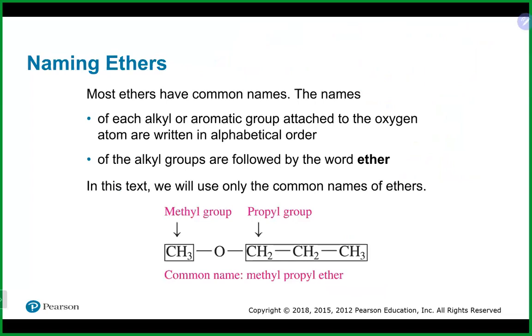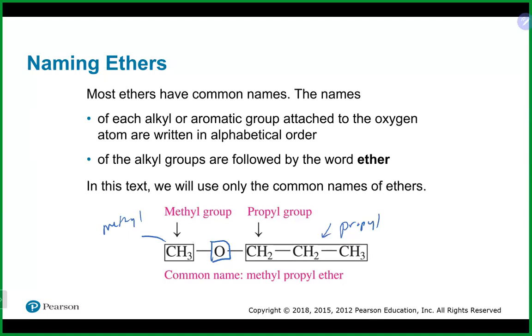So here, if we look at this one, we can do our middle oxygen, and then the group to the right there is a propyl group. The group to the left there is a methyl group, and we do go alphabetical order here. So this would be methyl propyl, and again, ether at the end of it.